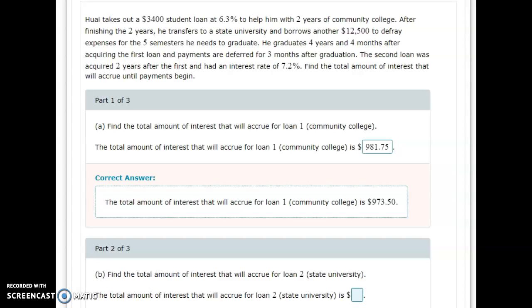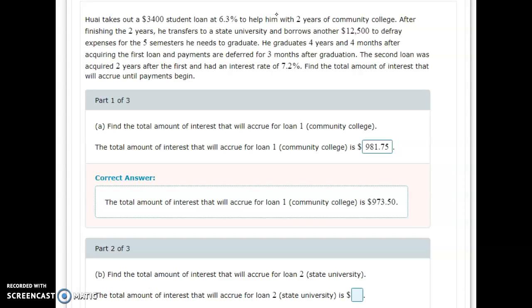All right, so I'm looking at Connect Math Homework 3. This problem comes from 7.6. It's about student loans. We have a $3,400 student loan at 6.3% for a 2-year community college. Then afterwards transferring to a state university, borrowing another $12,500.